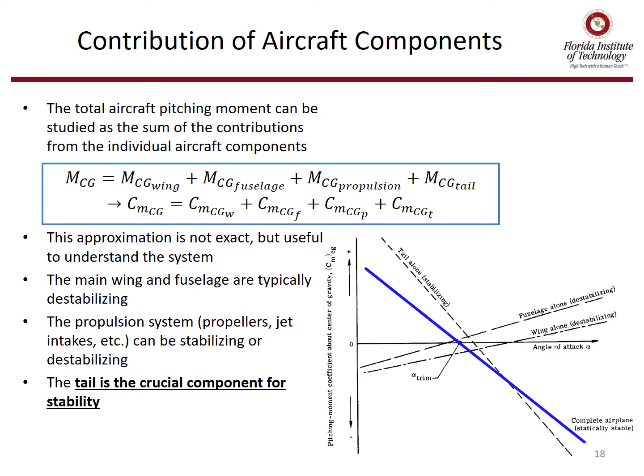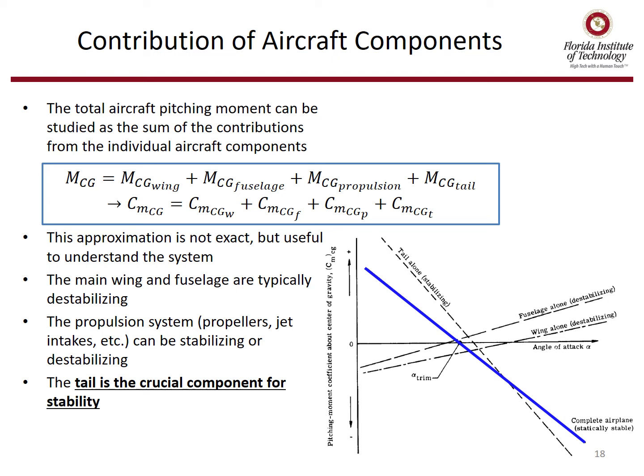So when we're looking at total aircraft pitching moment, or the left-hand side of the equation, we can look at the sum of the individual aircraft components. In other words, the aircraft has a wing component, a fuselage component, propulsion components, and the tail component. So we can break them down one by one. And yes, this is not an exact model, but it's useful for the understanding of the system.